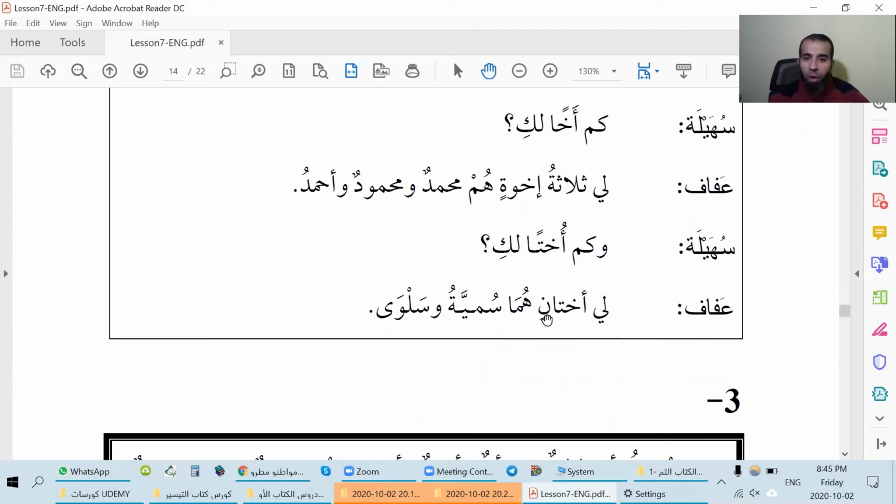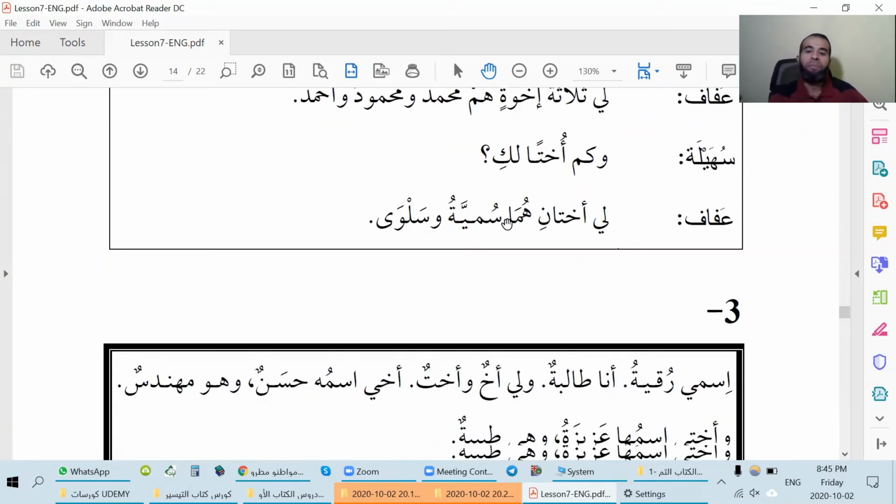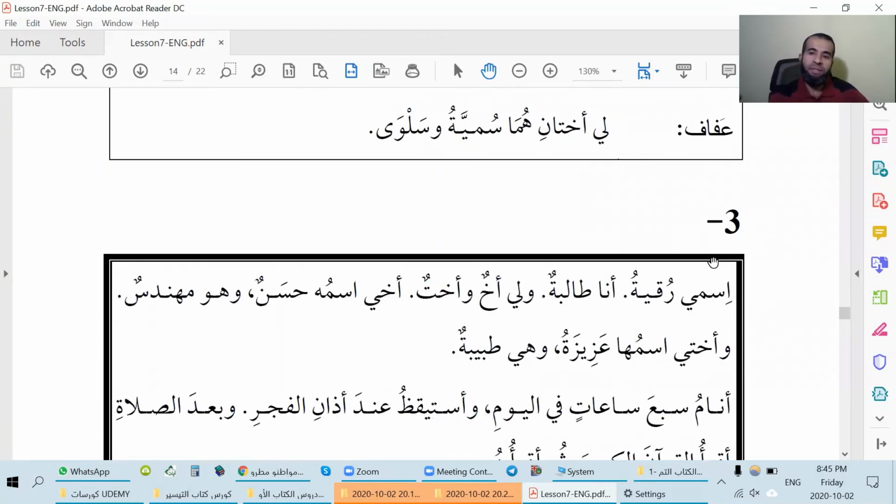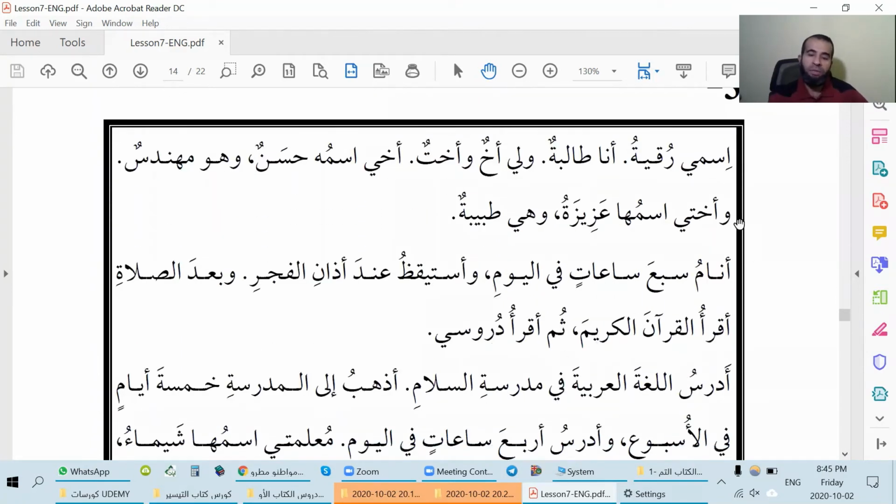So here we say هما because here it's dual مثنى، سمية and سلوى. But here we said هم because we have 3. Muhammad, Mahmoud and Ahmed, 3 plural. The next text is about Ruqayya. Ruqayya is introducing herself.